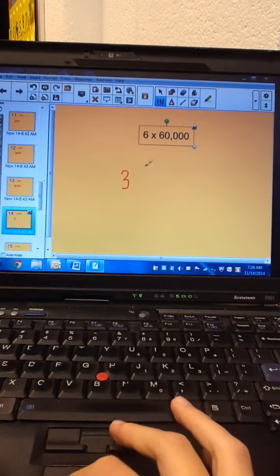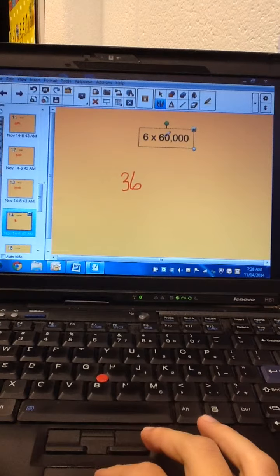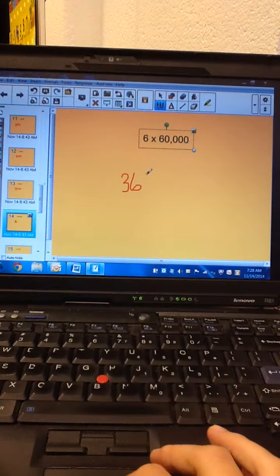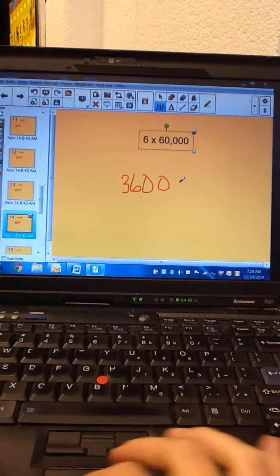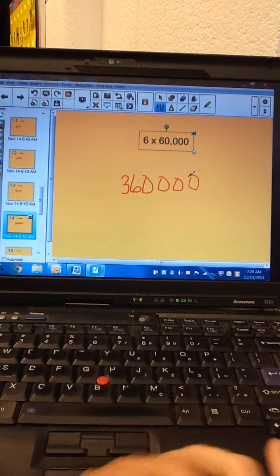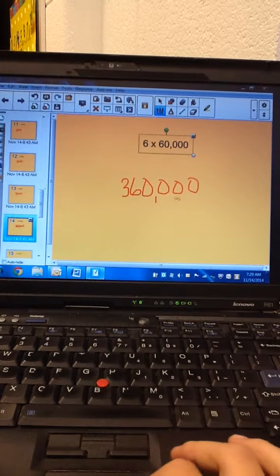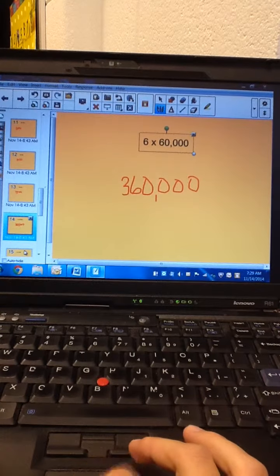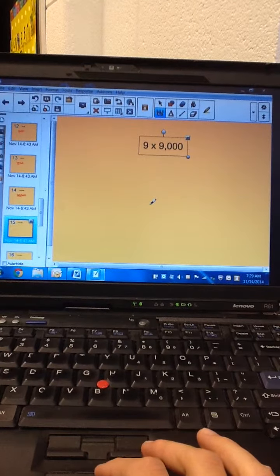6 times 6 is 36. And you add the 1, 2, 3, 4 zeros at the end. So your answer becomes 360,000. Last problem. 9 times 9,000.